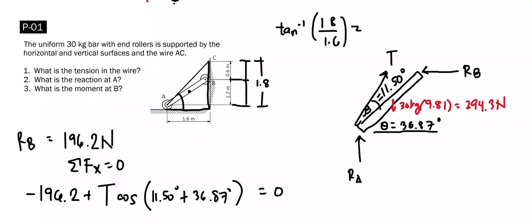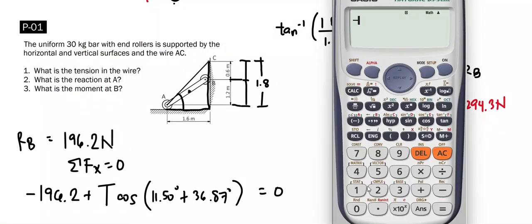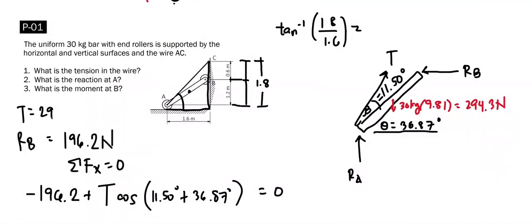Now we can solve for T using our calculator. We have negative 196.2 plus T cosine of 11.5 plus 36.87 equal to 0. Solving, we get T equal to 295.34 newtons.